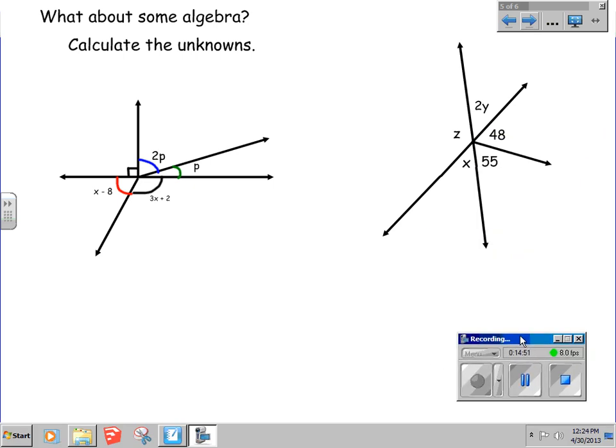I'm going to have you draw this first picture. Take a second to sketch it. Looking at this, the directions might say something like calculate the unknowns or find the unknowns. What are the unknowns in my first sketch I just had you copy down? What unknowns are we looking for here? Ben? P and X. Yeah, we have to find P and X.